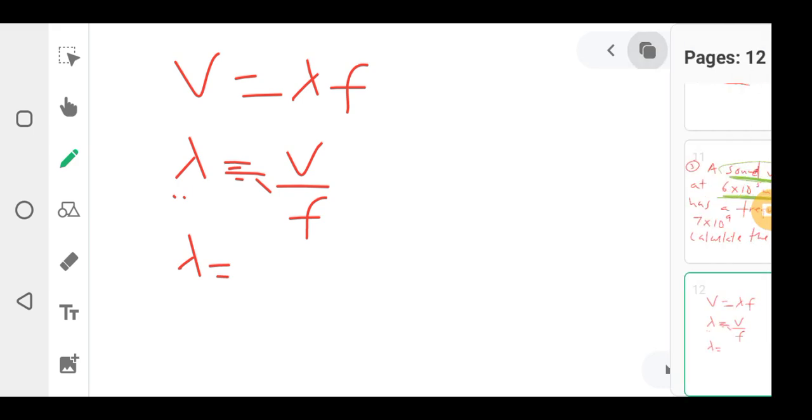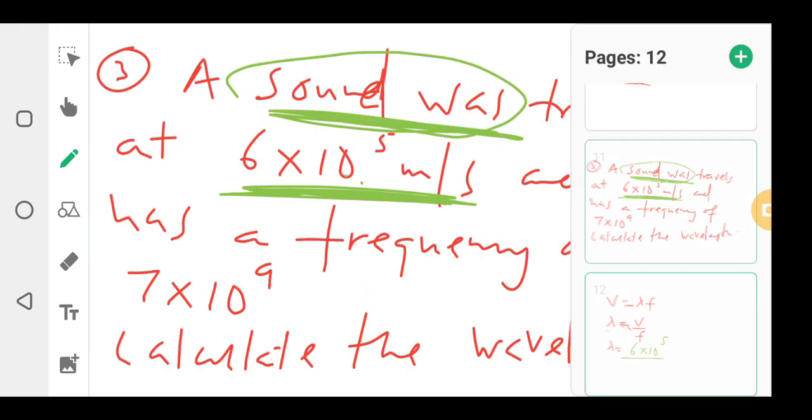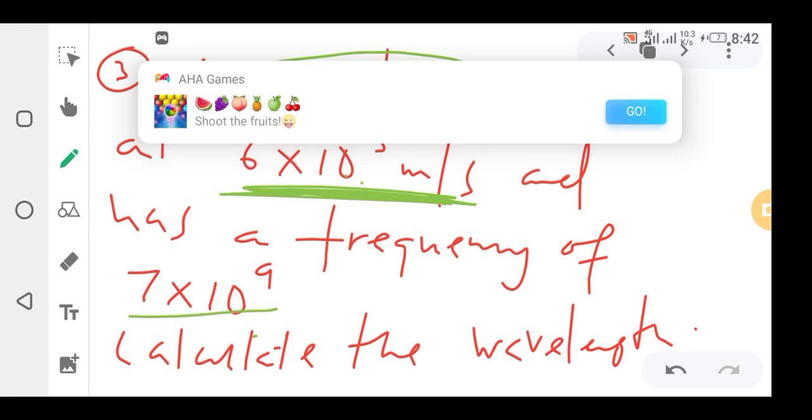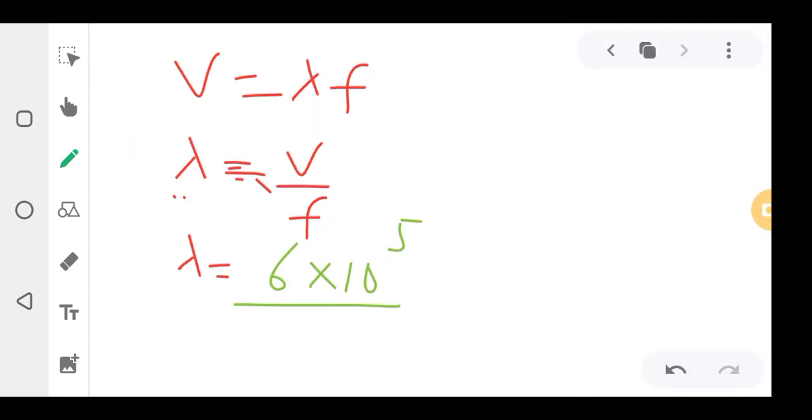That is 6 times 10 to the power 5 over the frequency. The frequency I think they gave you also. The frequency is this one here. 7 times 10 to the power 9. Okay, that's the frequency there.